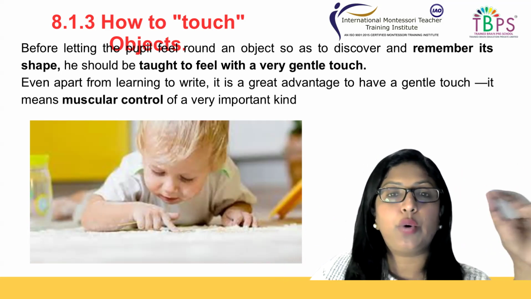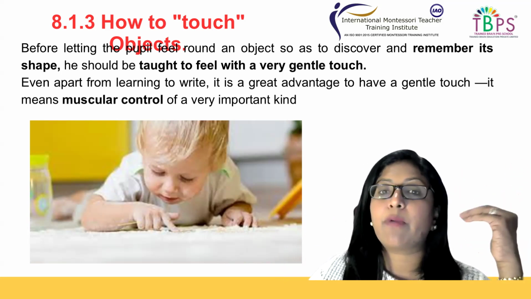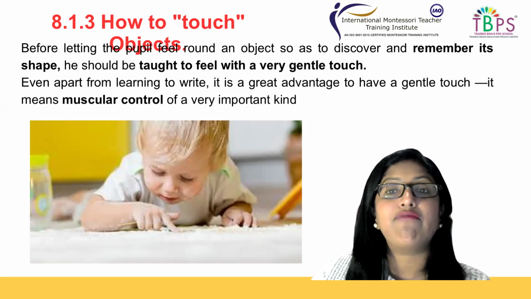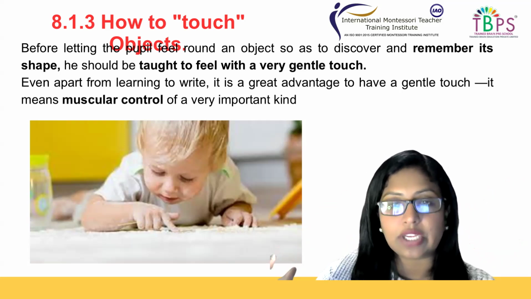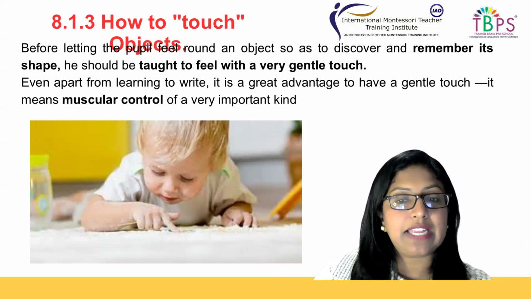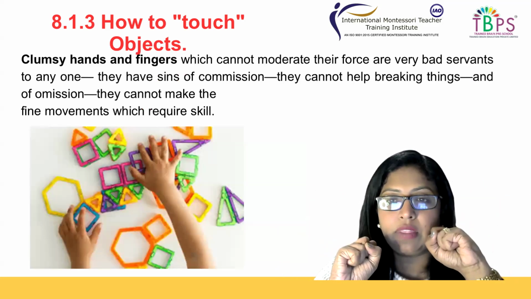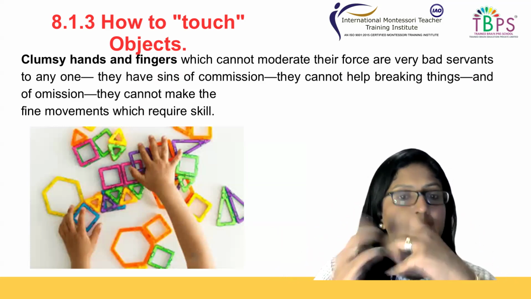This is how you are going to introduce how you touch objects. Now, why should I introduce a gentle touch? Only then my child will have muscular control. They will have control over how they are touching, what they are touching, isn't it? So that becomes really easy for all of us. Now, what happens if your hands are too clumsy? Can you still get that kind of a touch? The child will not even know.